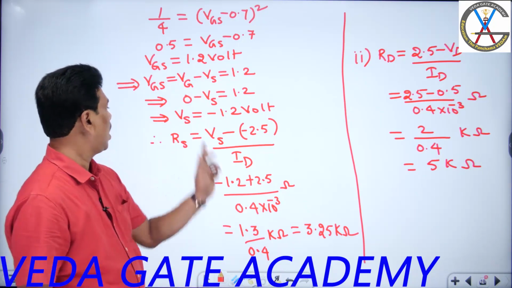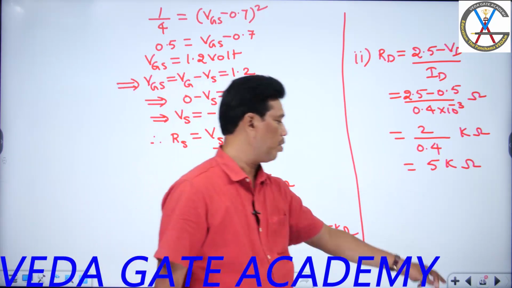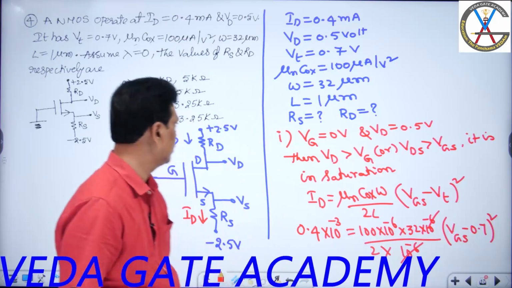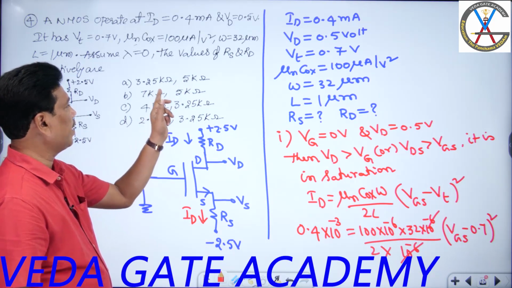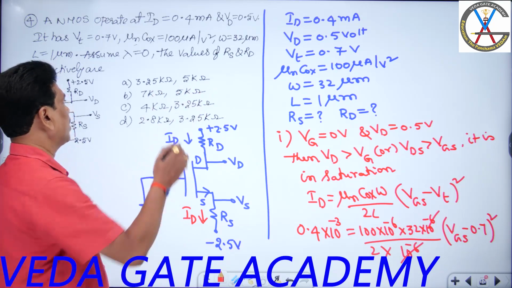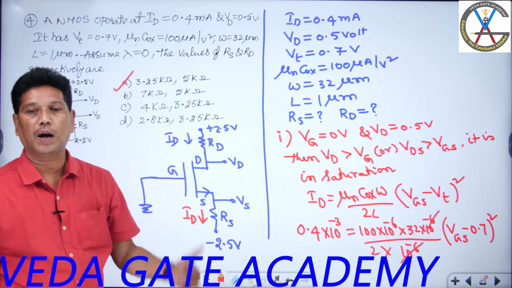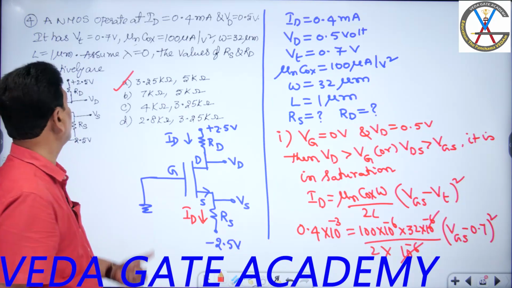So RS equal to 3.25 and RD equal to 5 kilo ohms respectively, sir. Option A is the one. Option A is the answer for that one. Okay, check out the next question now.